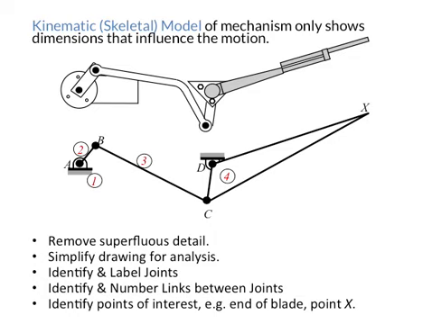A kinematic skeletal model of a mechanism only shows dimensions that influence the motion. Here is an example of a wiper blade mechanism. Points A and D are pivots attached to the fixed frame of the automobile. The shape of the links is not important to the kinematic position analysis, only the dimensions between connection points. The wiper blade moves as a rigid body together with link 4. The triangle is shown to represent link 4 rotating about pivot point D. The end of the wiper blade is denoted by point X and follows with rigid body motion with link 4. Here we recognize the mechanism as a 4-bar linkage considering the fixed frame 1.